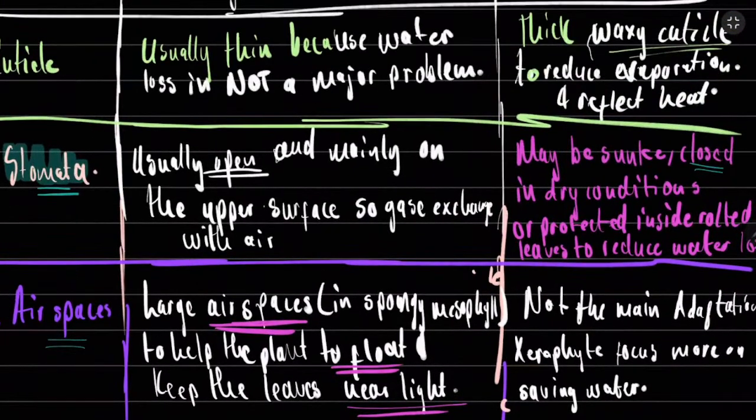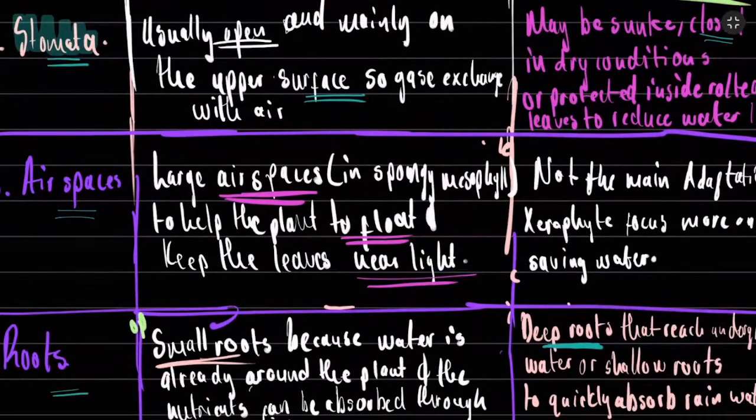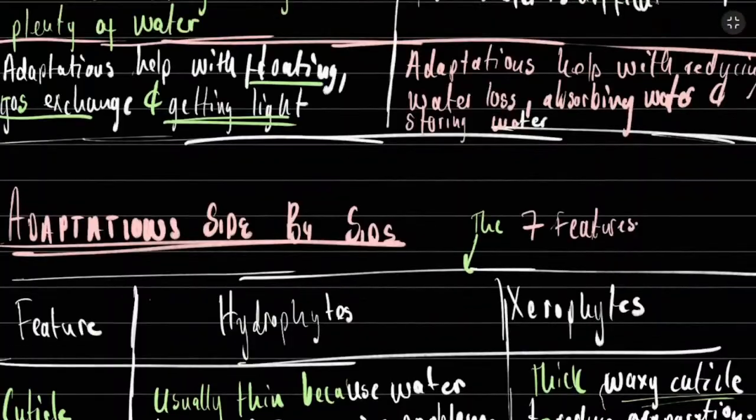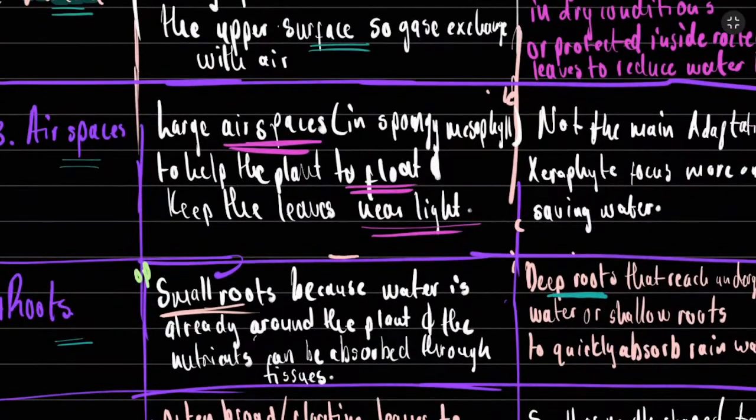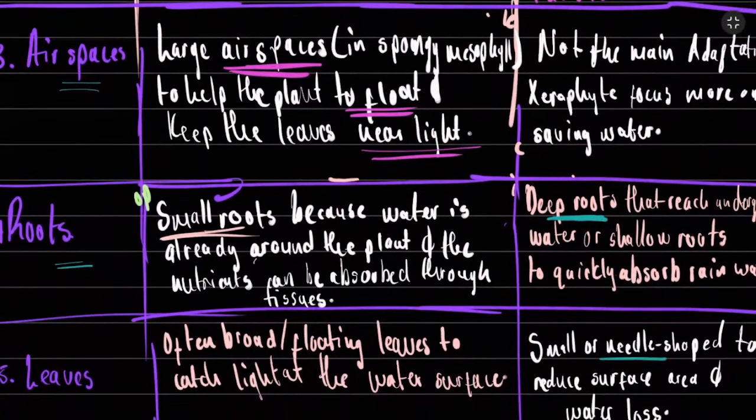Stomata usually open and on the upper surface for gaseous exchange. It cares about gaseous exchange and floating and sunlight. So for gaseous exchange, the stomata is usually open and it's on the upper side. It has large air spaces in the spongy mesophyll. I don't have the diagram. I should have showed you the diagram of the leaf again.